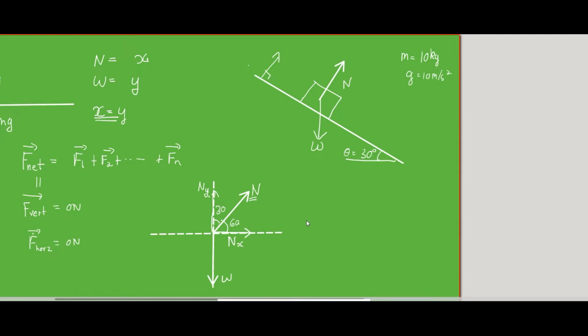Sine 30 is equal to Nx upon N. Cos 30 is equal to Ny upon N. Okay, fine. So Ny is equal to N cos 30, right? So we know Ny. You will get some values over here, but the reason this is not helpful is as follows.